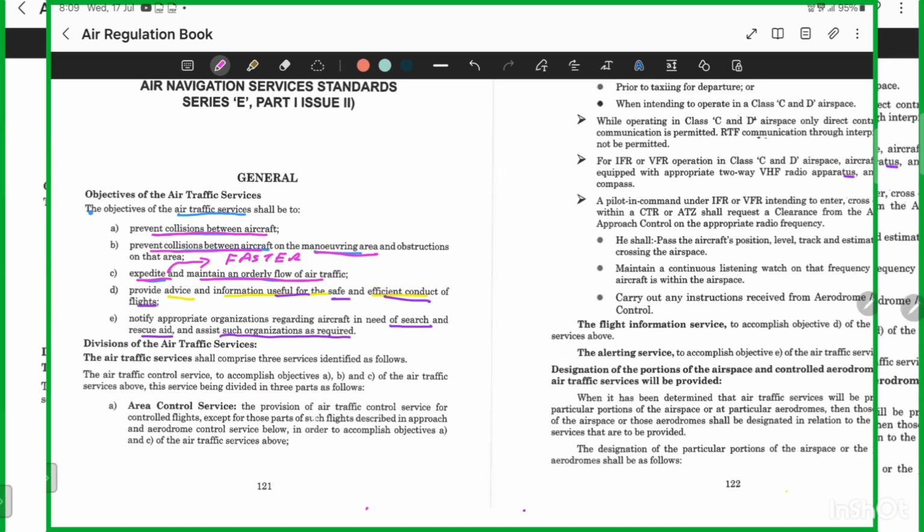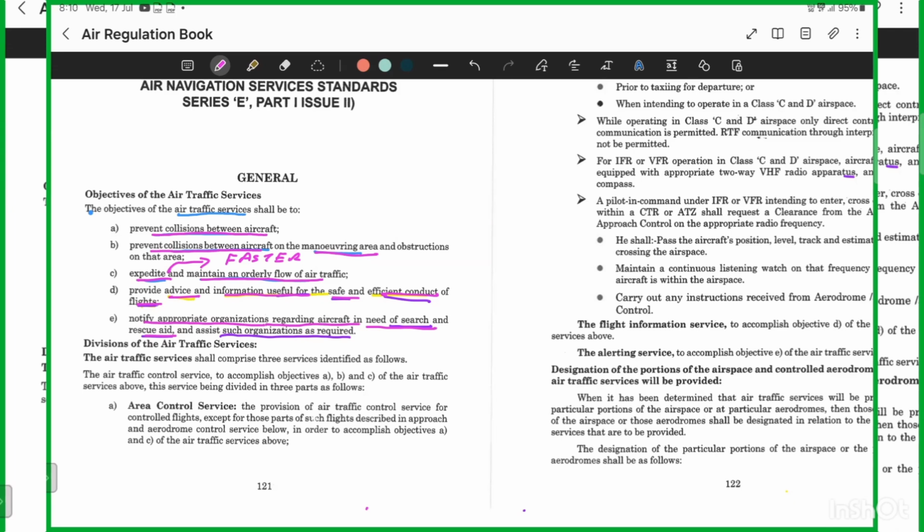Provide advice, information useful for safe and efficient conduct of flight. Then notify organizations for aircraft in need of search and rescue aid. Questions will come in DGCA. Air traffic services provide... Any one of the options can be right, and the other two options will be something different.